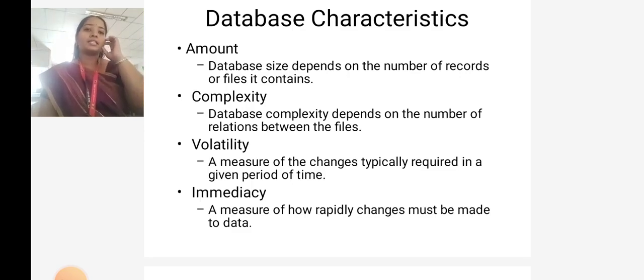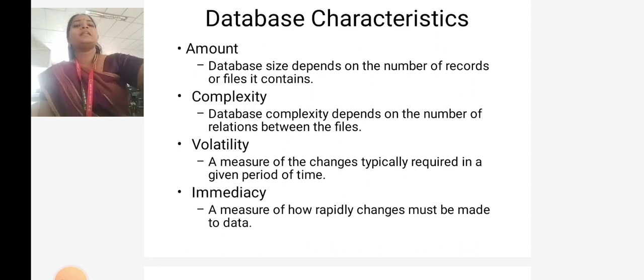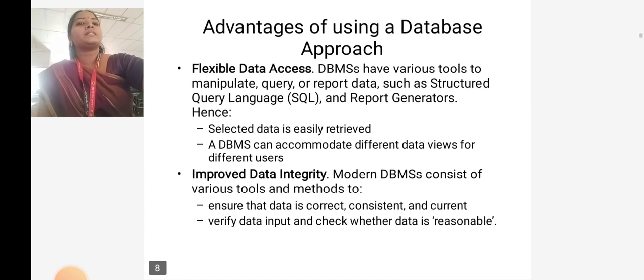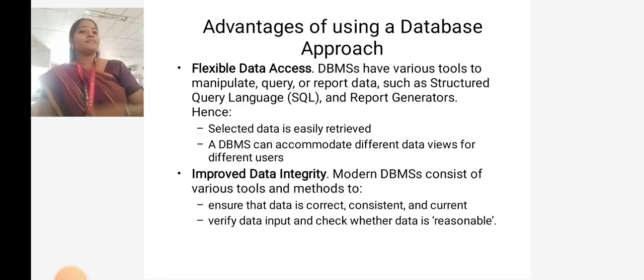So accessing is easy in the database structure. Volatility is a measure of the changes typically required in a given period of time. If data is changed in a particular file, the related data will also be changed, so the modifying time is much less compared to a file system. Immediacy is a measure of how rapidly changes must be made to the data, within a certain period of time. So what is an advantage of using a database approach? Flexible database access and improved data integrity.